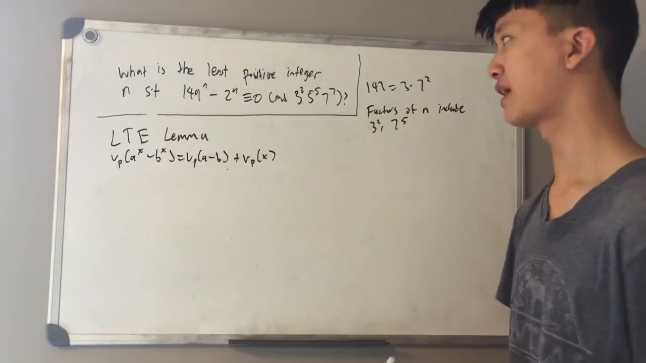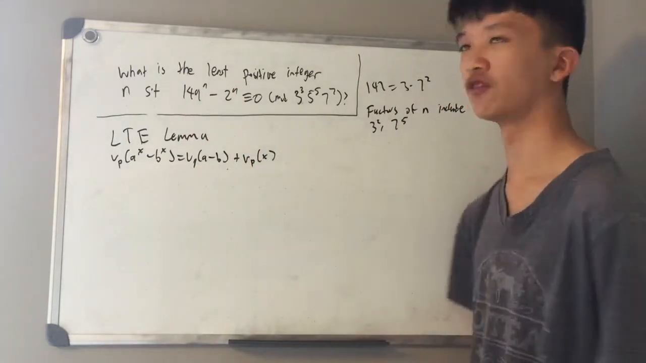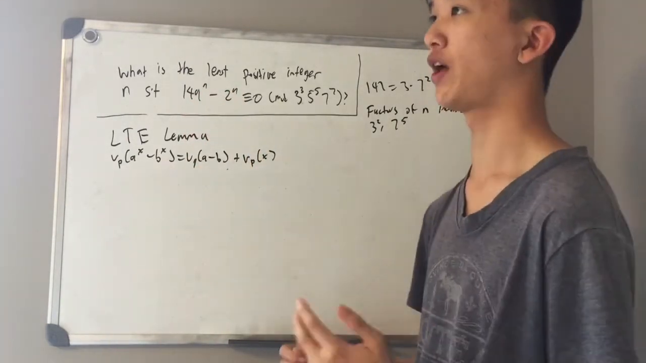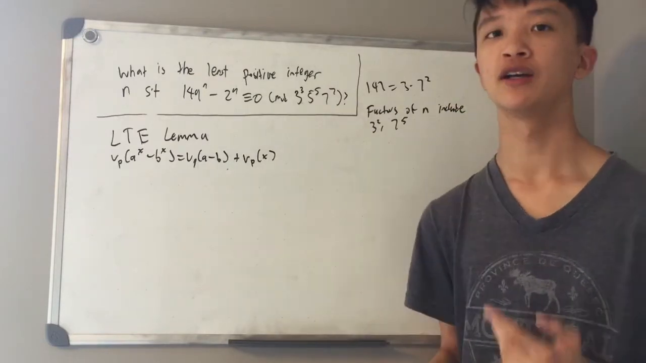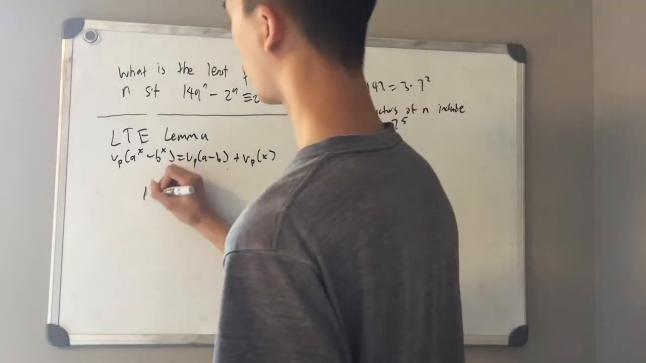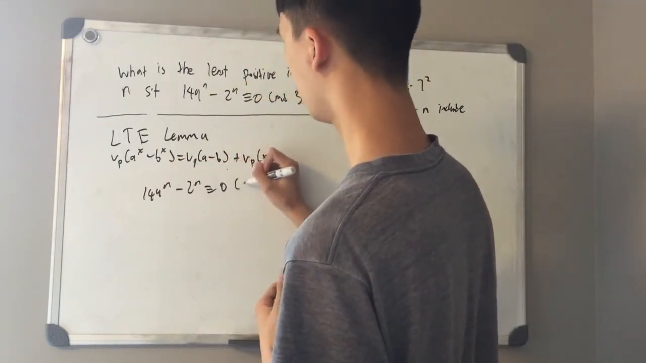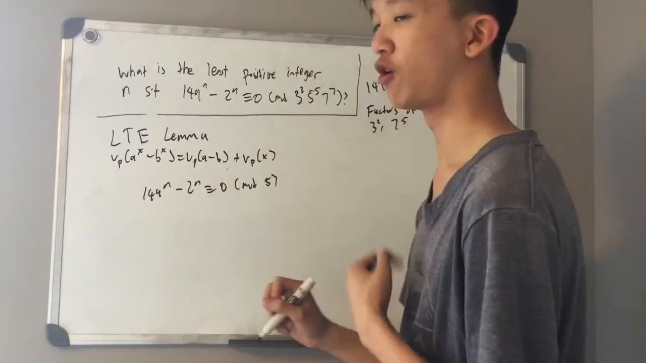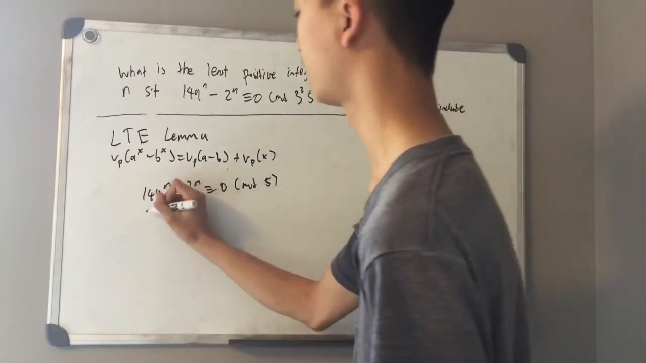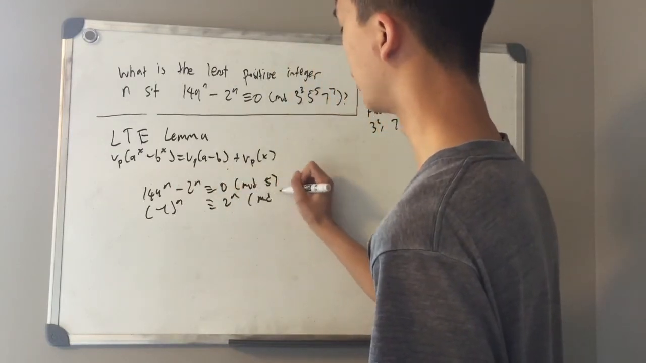And so finally, all we are left with is 149 to the n minus 2 to the n is congruent to 0 mod 5 to the power of 5. So now recall that if a number is congruent to 0 mod n, it is also congruent to 0 mod all of its divisors. And so we are also looking for 149 to the n minus 2 to the n is congruent to 0 mod 5. And so 149 is equal to negative 1 mod 5, so we have negative 1 to the power of n is congruent to 2 to the n mod 5.